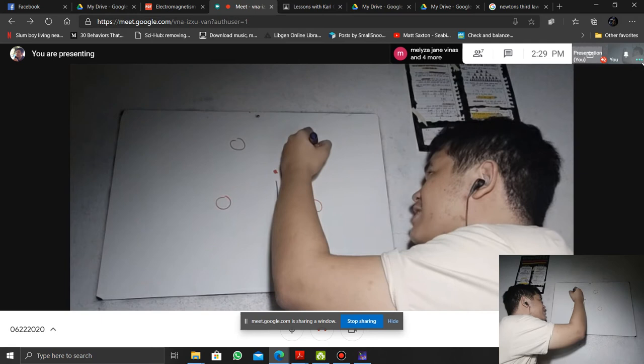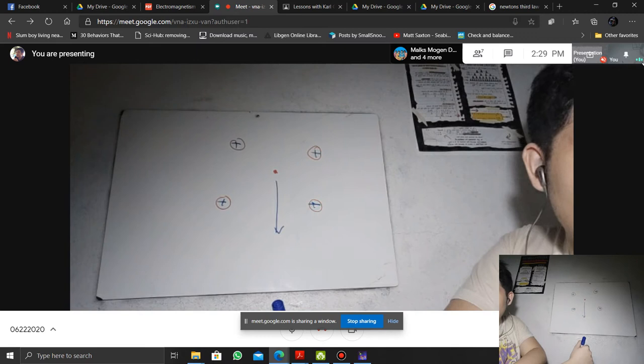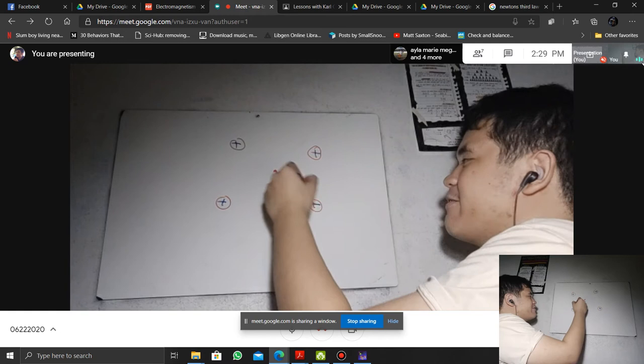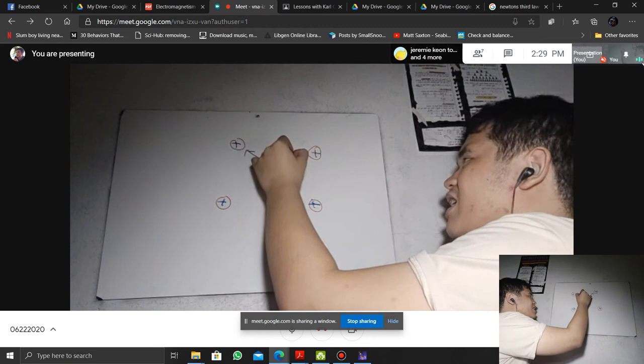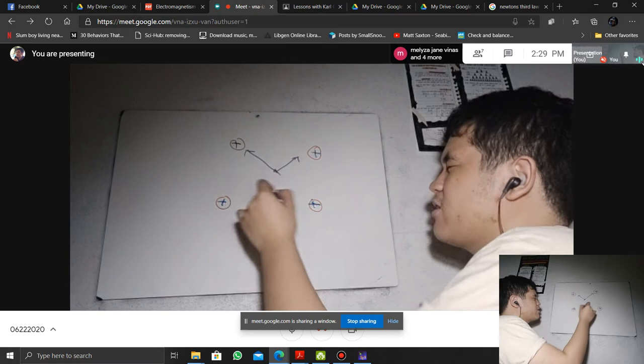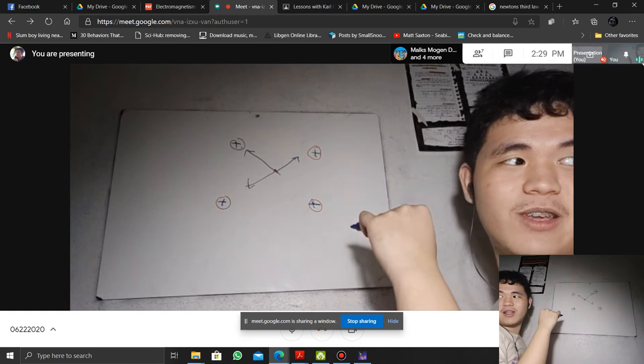So, at the center, kung titignan natin, if we take the electric field due to this, it's going here. If we take the electric field from here, it's going here. So, if you see, they would cancel out each other.